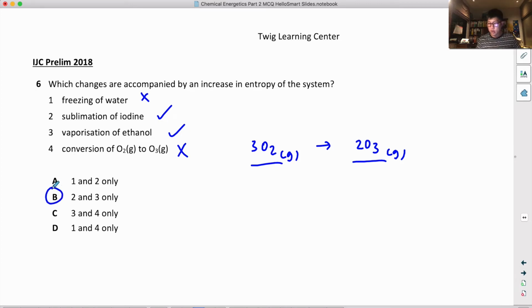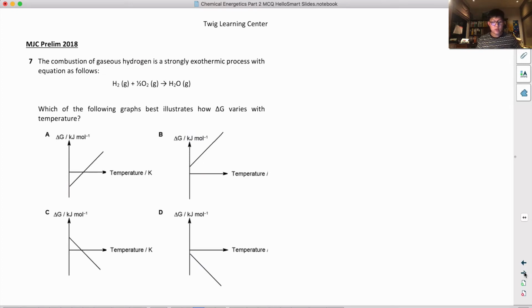So the answer has to be only 2 and 3. Okay, let's look at the next question. This is quite similar to what we just did. Hydrogen combustion is a strongly exothermic process with the equation as shown. Change in H is exothermic, so it must be negative. What about change in S? You have 1.5 moles of gas to 1 mole of gas, so it becomes more ordered. So change in S is negative, more ordered.